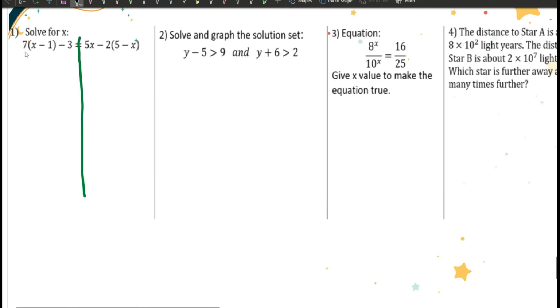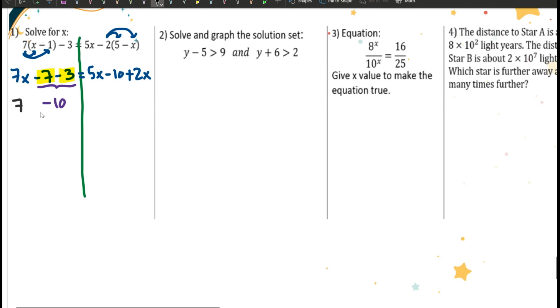So first, what we're going to do is distribute 7 into the parentheses. 7 times x is 7x. 7 times -1 is -7, minus 3. And then we'll bring down the 5x. We distribute -2 into the parentheses. That gives you -10 plus 2x. After that, we're going to combine like terms. -7 and -3 are like terms, so we can combine them together, which would give you -10.